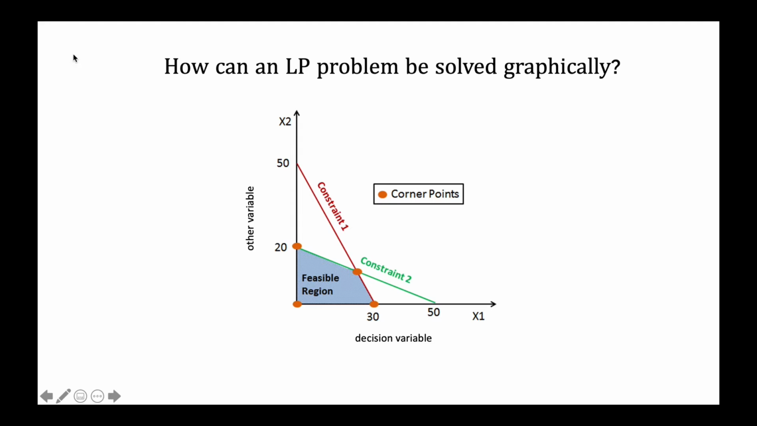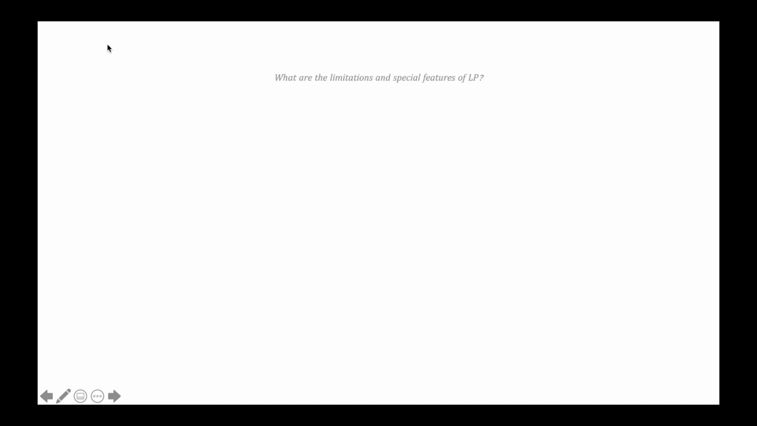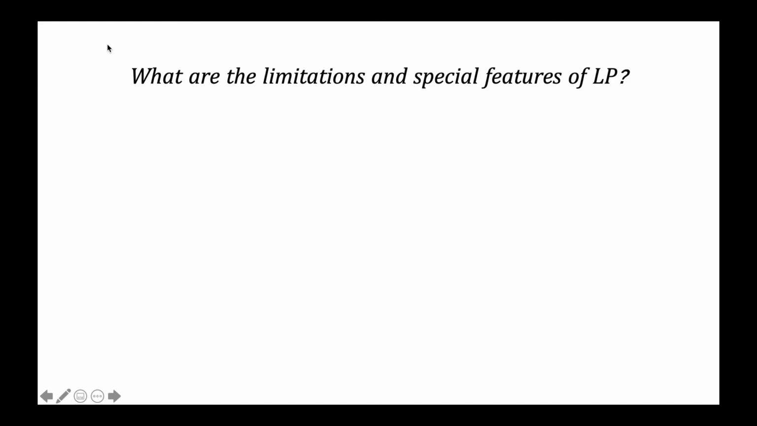The feasible region is the overlapping area of all constraints. An optimal solution to the linear programming problem always occurs at a corner point of the feasible region. To find the optimal solution, we need to evaluate the objective function value at every corner point in the graph. Following, we will talk about some limitations and special features of linear programming.